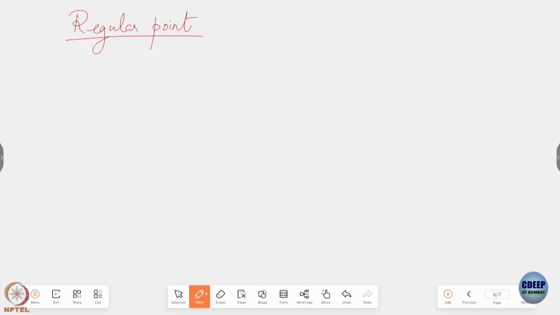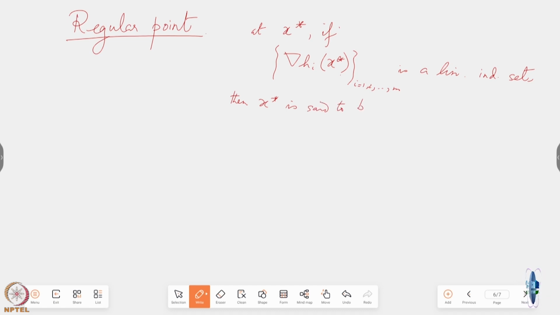I will not write the whole definition down, you can look it up in the book, but the idea is that at x star, if grad hi at x star, for i equal to 1, 2, dot dot dot till m, is a linearly independent set, then x star is said to be a regular point.